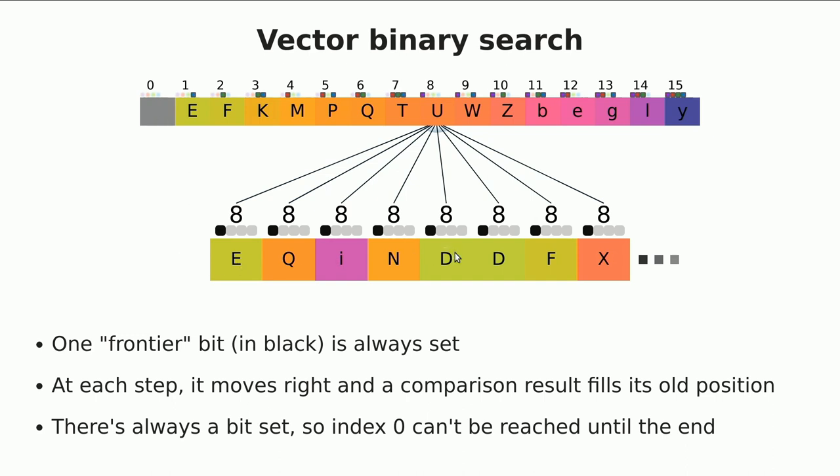And I have a whole vector now of targets. I've only drawn half the vector just so you can actually see what's going on, but there would actually be 16 elements here. So we'd be doing 16 binary searches all at once. Now, I'm going to set up another vector of indices. I'm going to initialize them all to point at the middle of this vector, index 8.